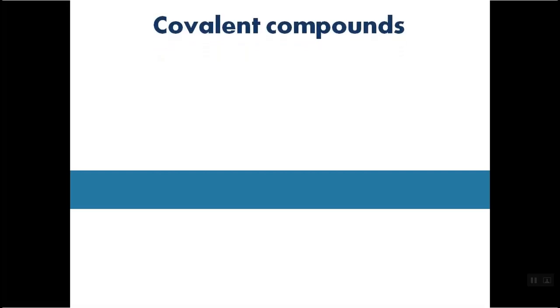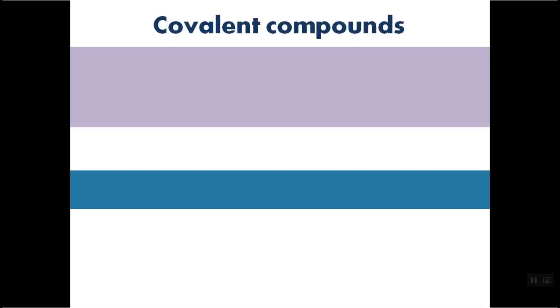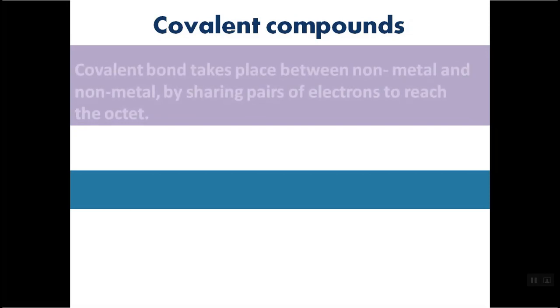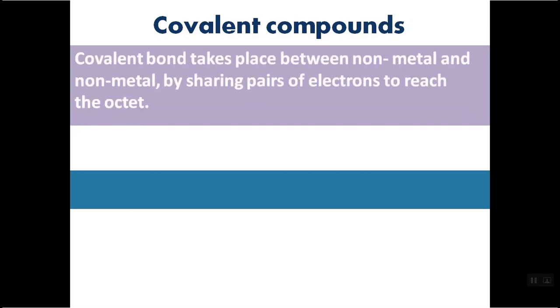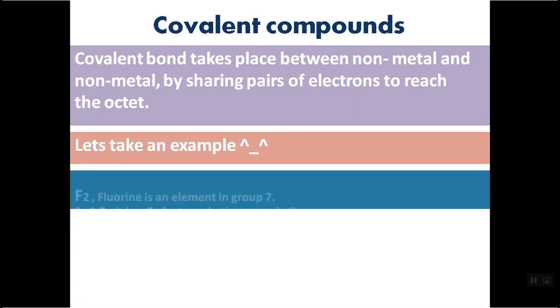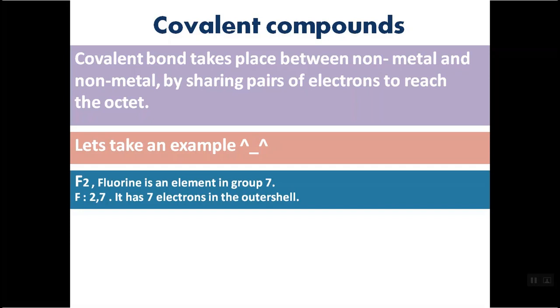In the world of chemistry, there are three main types of bonding. So we covered the ionic bonding, and now we will introduce you to the new type of bonding, which is covalent bonding. The definition of covalent bonding is a type of bond that takes place between non-metal and non-metal atoms, and this happens by sharing pairs of electrons to reach the octet, which means stable outer shell and filled outer shells. So let's take a beautiful example about it. Let's take fluorine.